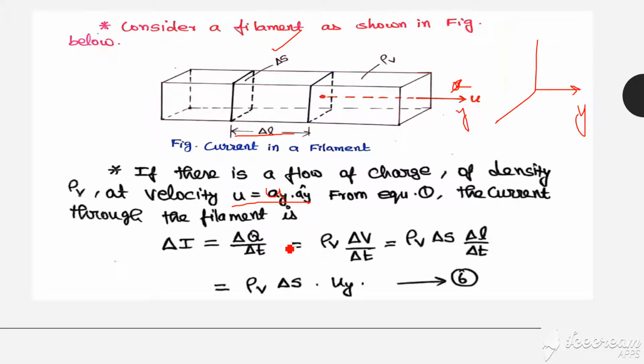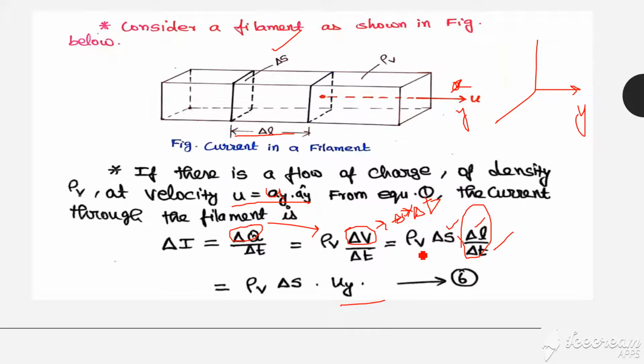The current through the filament: we already know delta I equals delta q divided by delta t. Here q can be written as rho_v into dv, so delta I equals rho_v delta v divided by delta t. The volume is the product of the surface area delta S and delta l, divided by delta t. This is the rate of change of distance, length per time, which we consider as the velocity along the y direction.